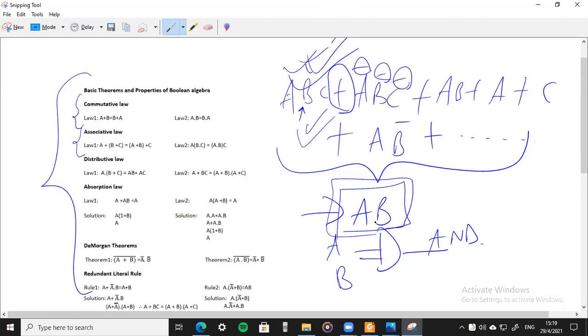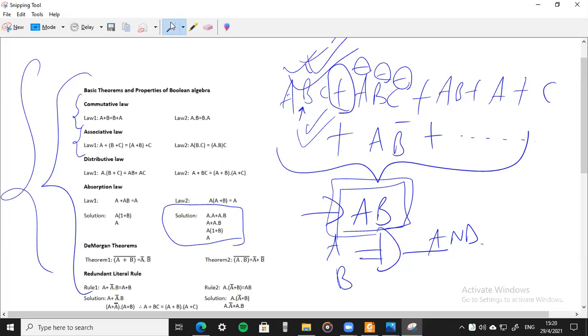How do you get here? You simplify. How do you simplify? You have these laws. These are the laws we have. If you Google, you get this picture, or you get it from here. We have the commutative law, associative law, distributive law, then the absorption law. This picture also has solutions. How did we get there?